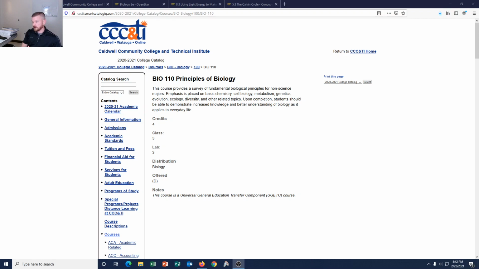First, let me talk about the similarity. Notice down here, so they're both UGETC courses, and if you're not sure what that is, talk to your transition advisor. Basically, that means that they'll transfer to any of the UNC system schools. Either one, 110 or 111.